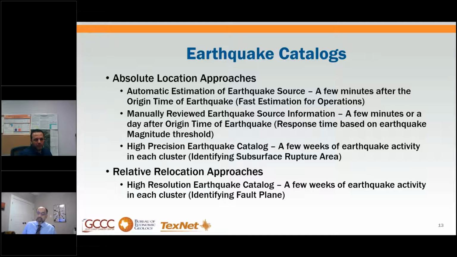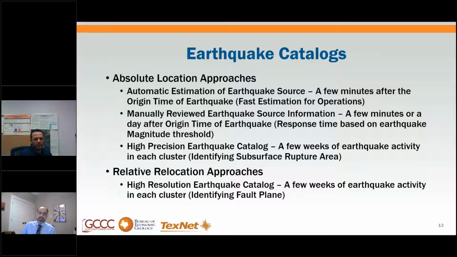Now, earthquake catalogs. I added this slide because I would like to clarify a few things about earthquake catalogs. You hear the word earthquake catalog a lot of times, but there are a lot of different types of catalogs. So I will go through this to describe them. There are two main groups: the absolute location approaches and the relative location approaches.